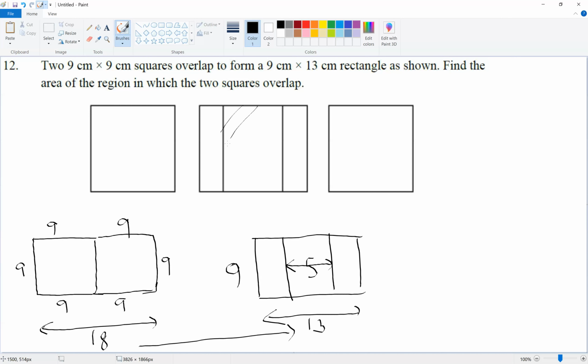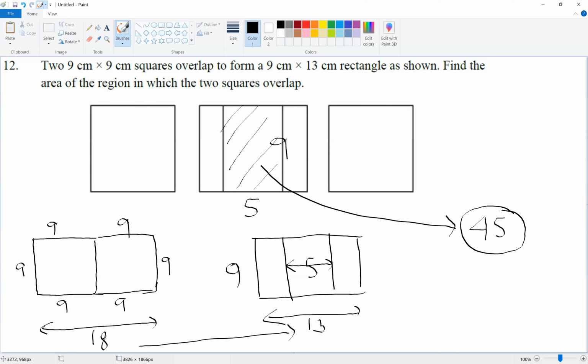So what is the overlap then? So this is 5 and this is 9. Do you get it or no? Yeah, I get it now. So this area would be 45. Any question, anybody? Anybody writing? No.